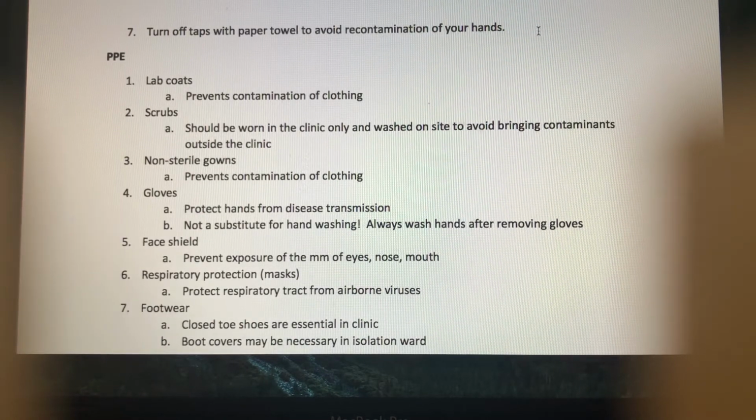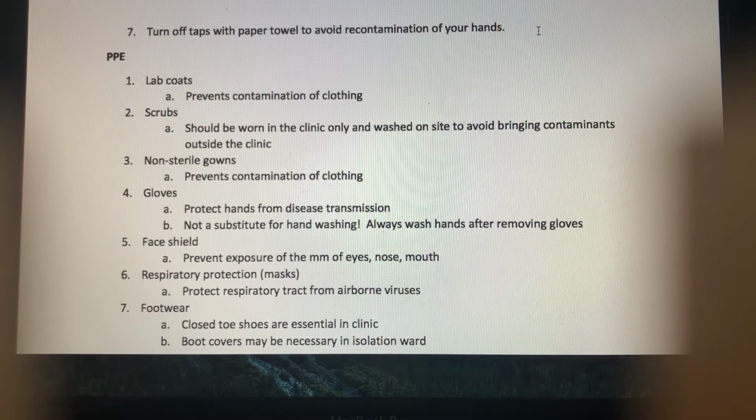So PPE, personal protective equipment that we can be using to protect ourselves in the vet clinic. Number one is lab coats. Lab coats prevent contamination of your clothing underneath. They go over your clothes. They can be taken off and thrown into the wash, leaving your clothing underneath, in theory, not contaminated. Lab coats are not waterproof though. If you are splashed with like urine or blood, it could very well soak right through and contaminate your clothing underneath.